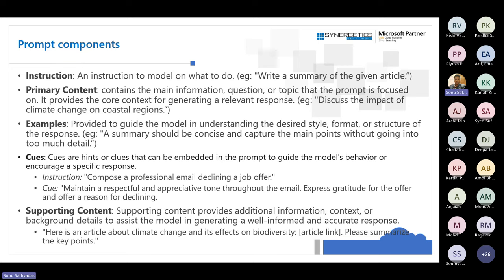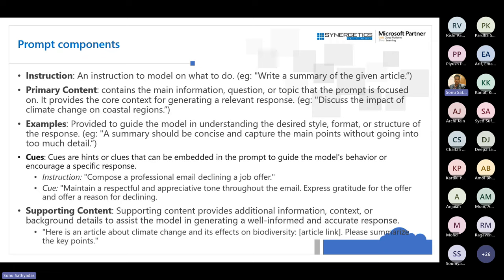And there are cues. The cues are some hints or clues that can be included in the prompt to guide the model's behavior or encourage a specific response. Like in the instruction, compose a professional email declining a job offer. So we are telling the model to write a professional letter declining the job offer. But inside this, we can also mention a cue, like maintain a respectful and appreciative tone throughout the mail. Express gratitude for the offer and offer a reason for declining. So you have to maintain respect throughout the mail, and also you have to mention why you are declining the job offer.